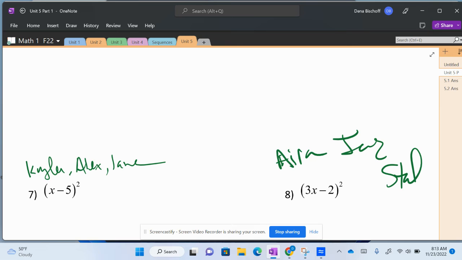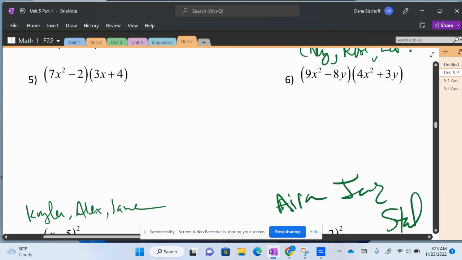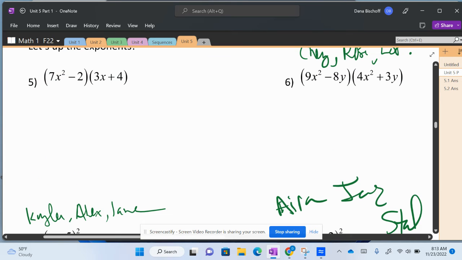Okay, there we go. Number 7 and number 8, I'm going to caution you to remember what it means to square something. Squaring something is repeated multiplication. Okay? Do it up.